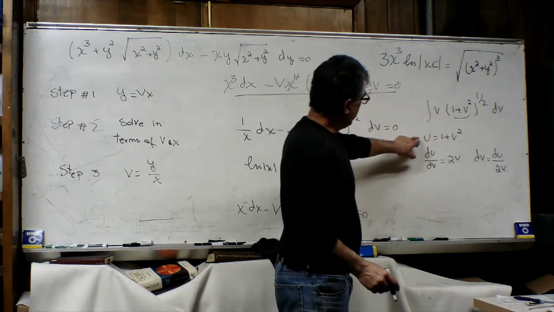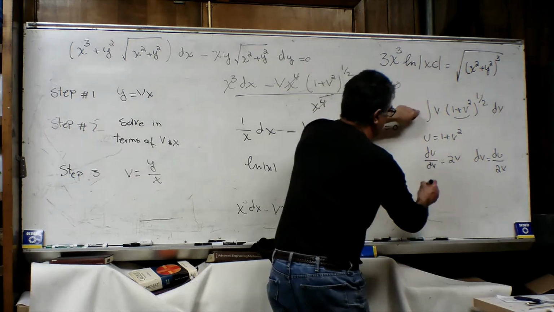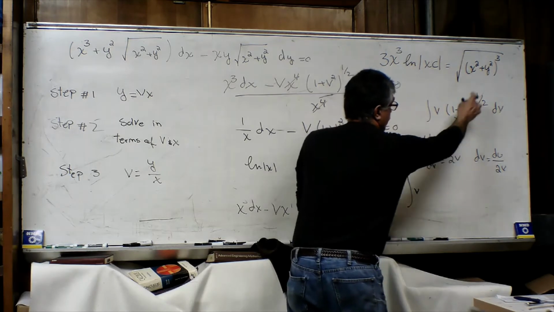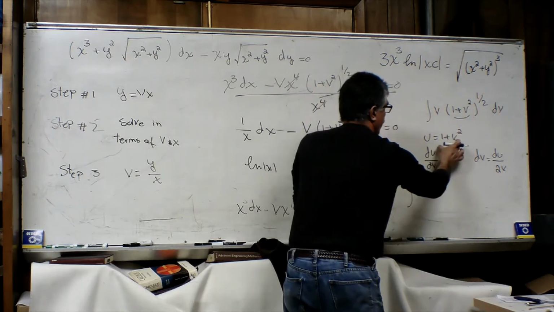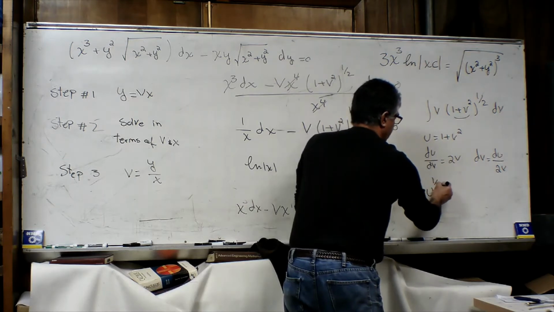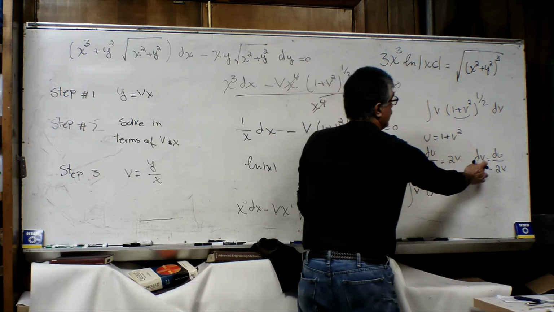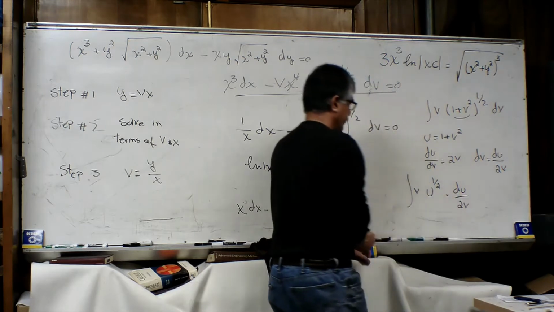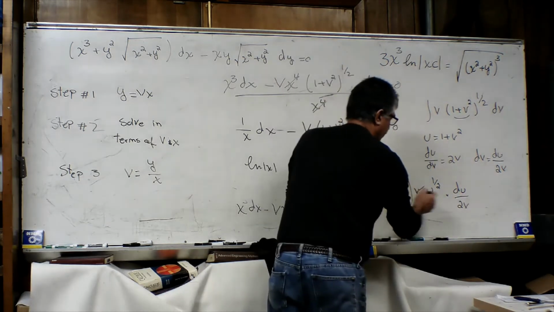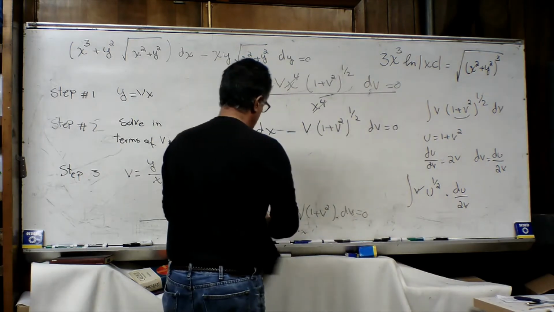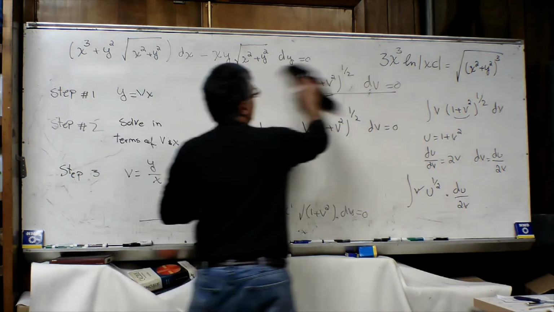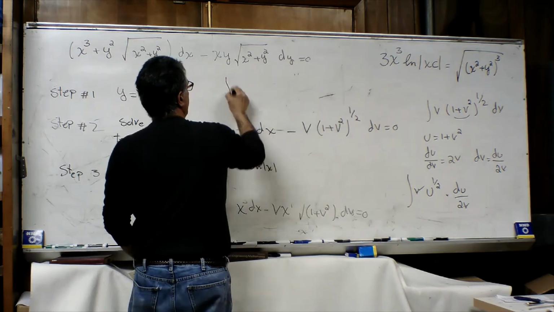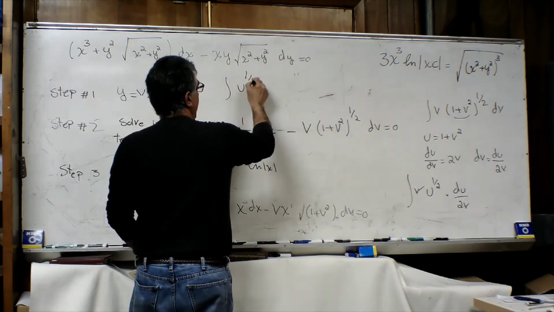So now let's plug the value of u and dv in this equation. So we are going to have the integration of v times 1 plus v squared, we assume 1 plus v squared is u, so u to the power 1 half multiplied by dv. Dv is du over 2v. So v and v will cancel out. If v and v cancel out, we are going to have the integration of u to the power 1 half du.